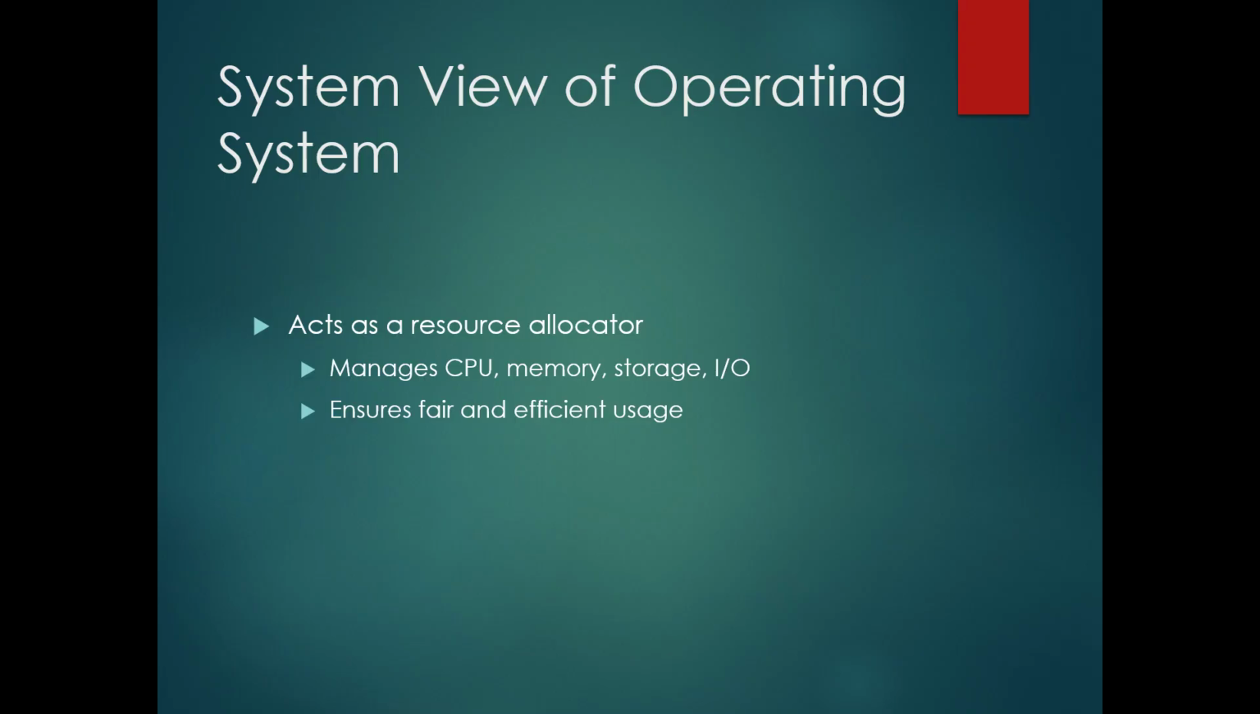And the next is system view of operating system. From the system's point of view, the operating system acts as a resource allocator. It decides how CPU time, memory, storage and IO devices are shared among processes. The OS ensures fair usage so that no process starves. So in a real-time analogy, think of the OS as a traffic police controlling traffic at signals, right?